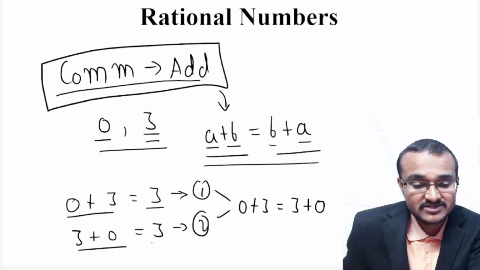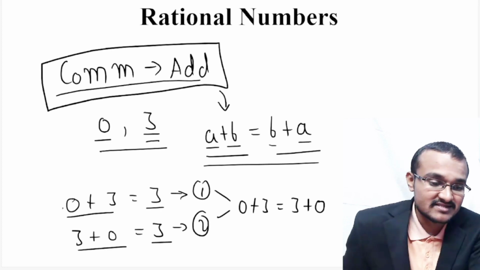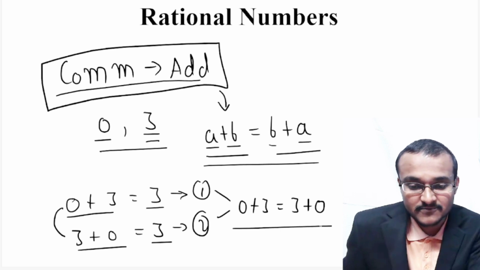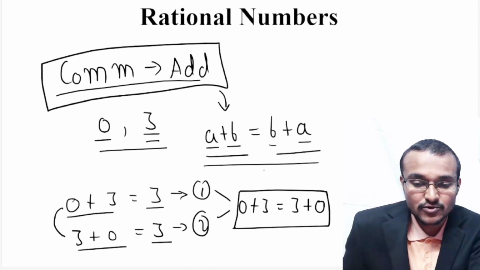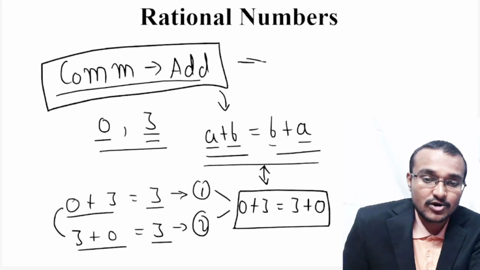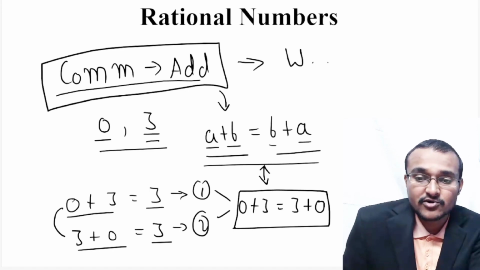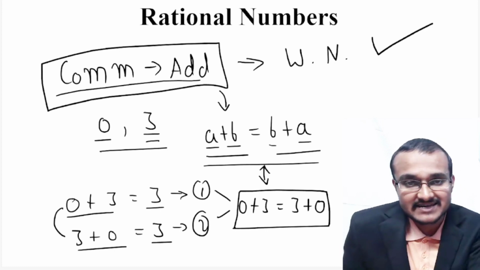Even after doing 3 plus 0, you are getting 3. So that means 0 plus 3 will be equal to 3 plus 0. So that means these whole numbers are satisfying this equation. So commutative property under addition for whole numbers is satisfied.